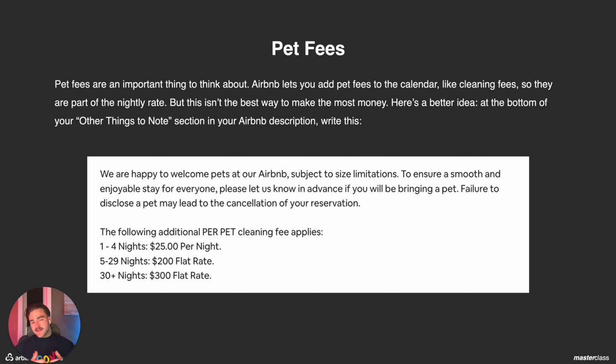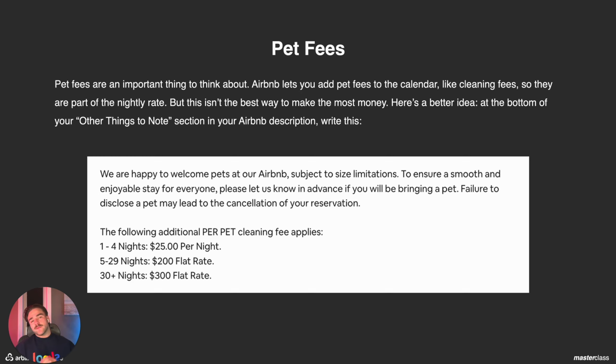Here's a better idea. At the bottom of your other things to note section in the Airbnb description, it's also available in the template, write this. We are happy to welcome pets at our Airbnb, subject to size limitations. To ensure a smooth and enjoyable stay for everyone, please let us know in advance if you will be bringing a pet. Failure to disclose a pet may lead to the cancellation of your reservation. The following additional per pet cleaning fee applies. 1 to 4 nights, $25 per night. 5 to 29 nights, $200 flat rate. 30 plus nights, $300 flat rate.